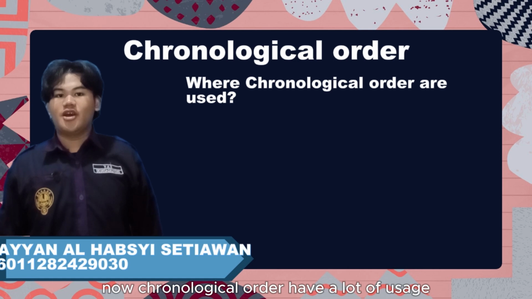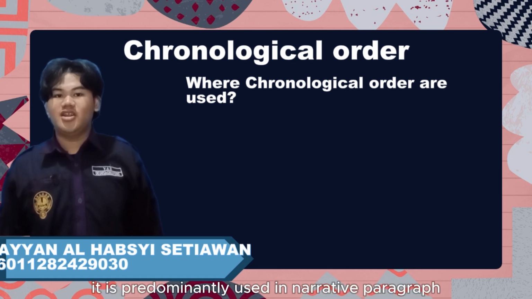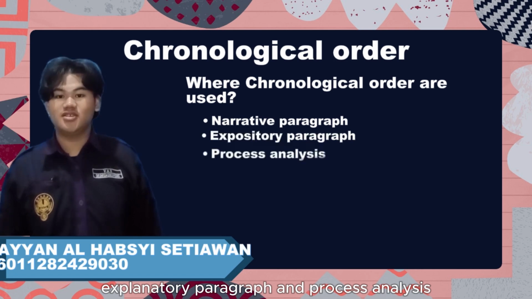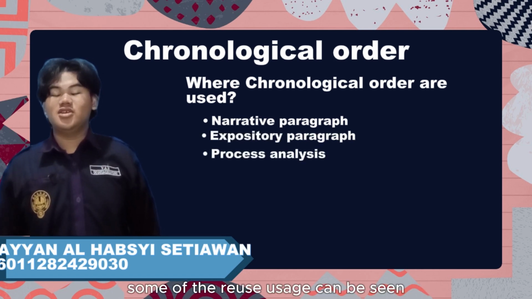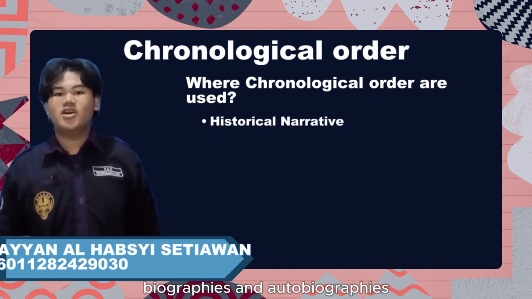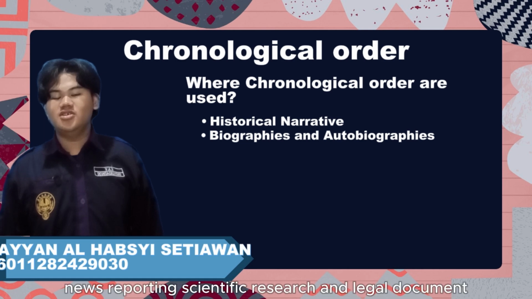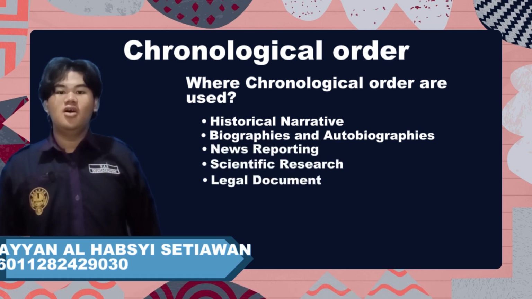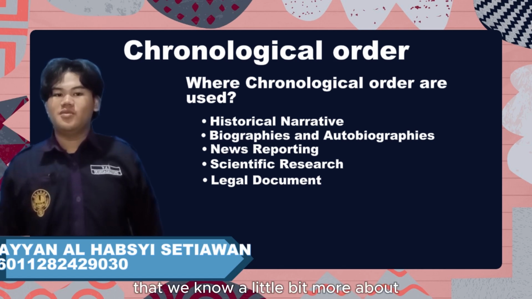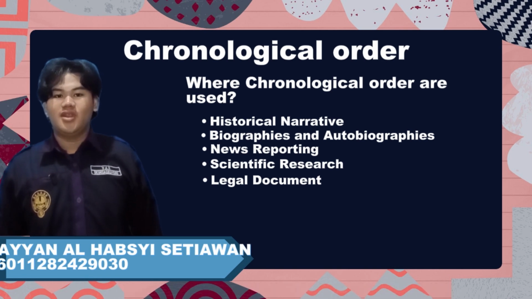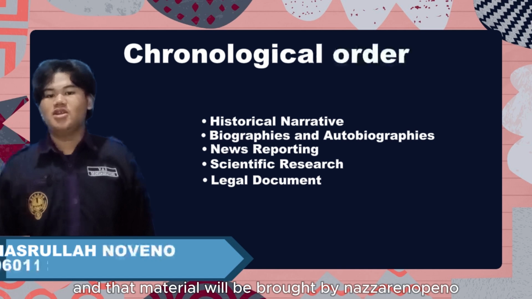Now, chronological order has a lot of usages. For instance, it is predominantly used in narrative paragraphs, expository paragraphs, and process analysis. Some of its usages can be seen in historical narratives, biographies and autobiographies, news reporting, scientific research, and legal documents. Okay, now that we know a little bit more about chronological order, let us move on to a paragraph example of chronological order. That material will be brought by Nasrullah Noveno.